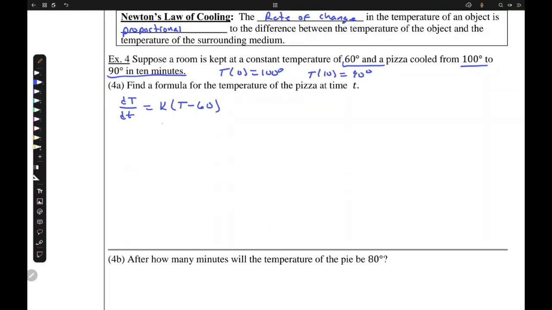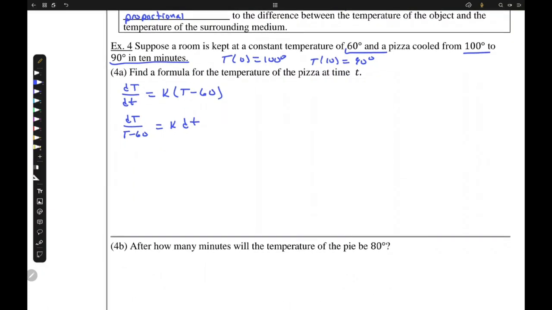We're going to separate this differential equation out, and we're going to get dT over T minus 60 is equal to k dt, and we're going to integrate this. The left side integrates pretty easily. We don't have to worry about a negative sign. So this just becomes the natural log of the absolute value of T minus 60, and this is equal to kt plus C, that constant of integration.